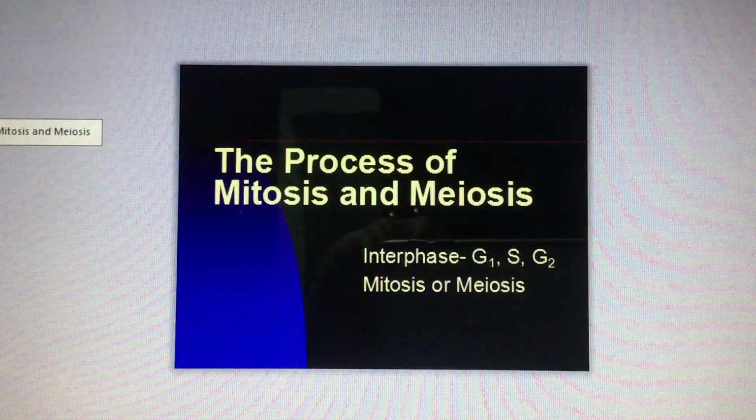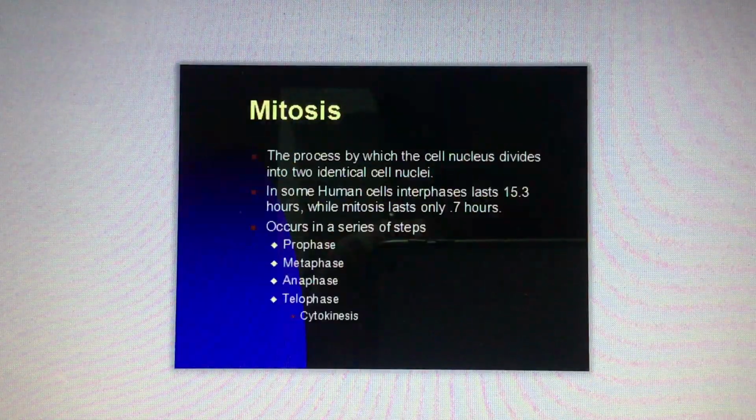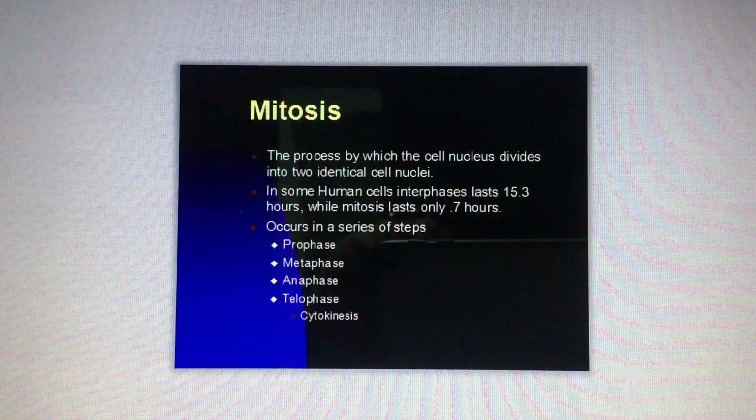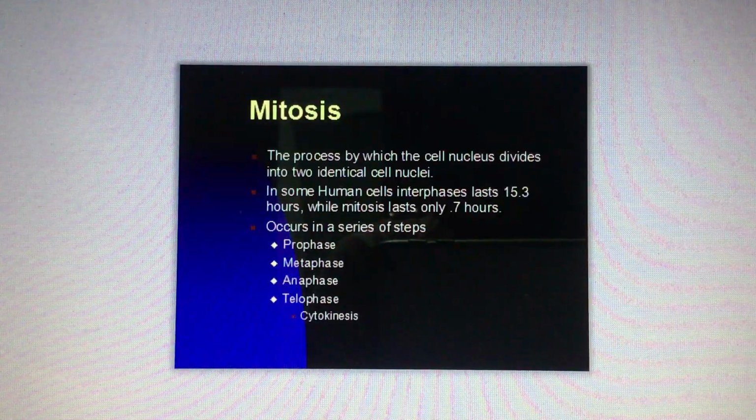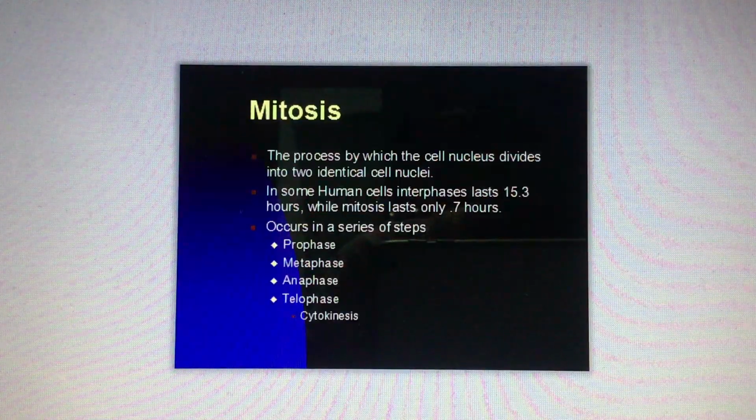Hi everyone, today I will be discussing the process of mitosis and meiosis. So, mitosis is when the cell splits apart. Eventually cells need to duplicate. There are two main methods of replication: mitosis and meiosis.